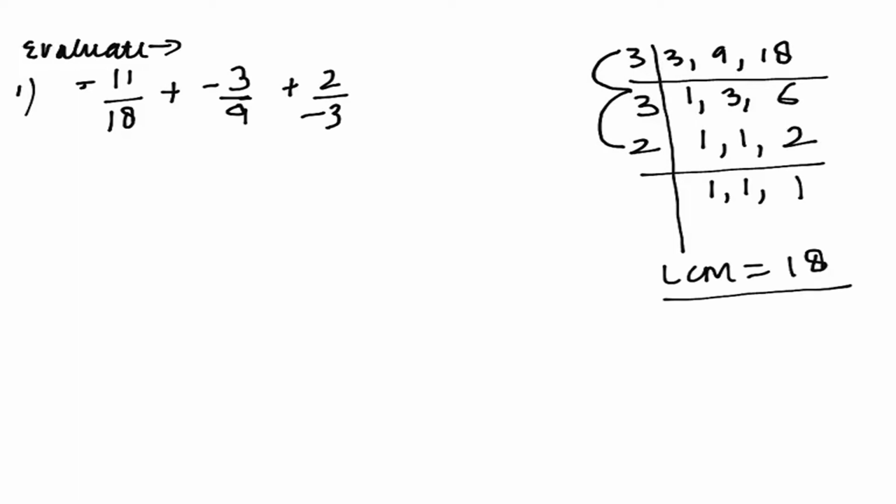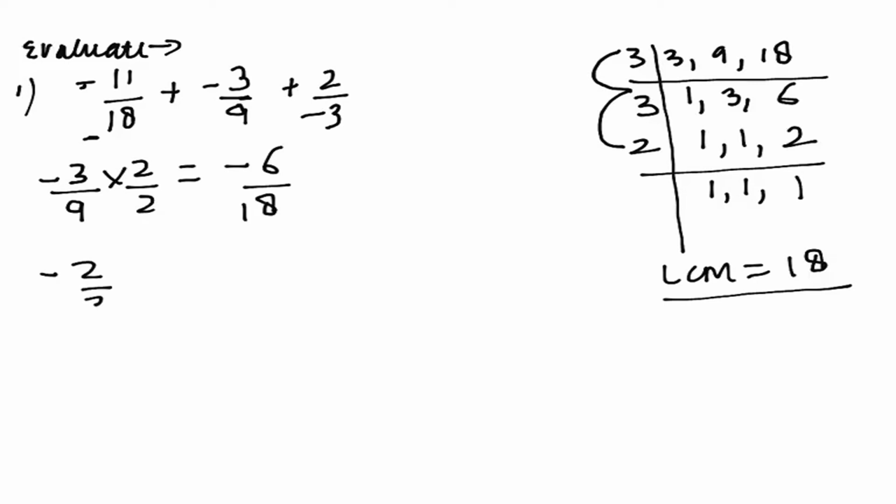Now we have to make the denominator 18. So here in the first number we have 18 already. So we have to make 9 to 18. So we will multiply by 2. So we will get minus 6 by 18. Here we have minus 2 by 3. So we will multiply by 6. So here we will get minus 12 by 18.